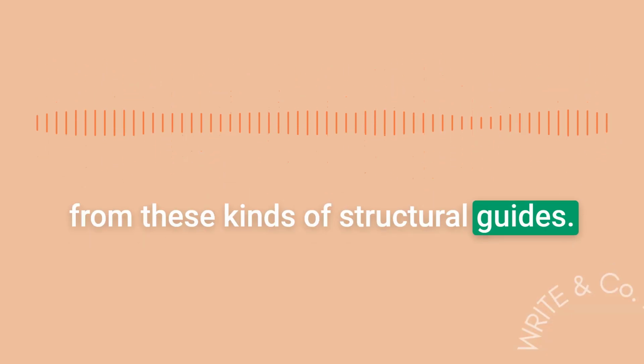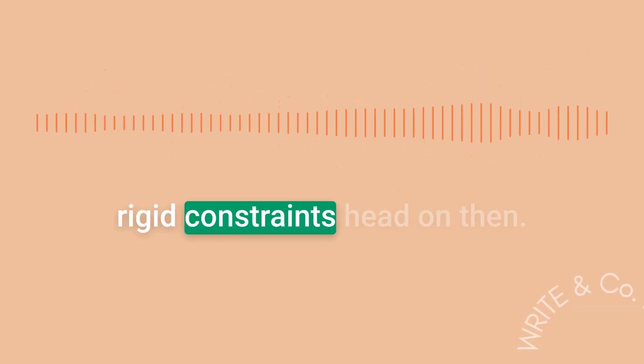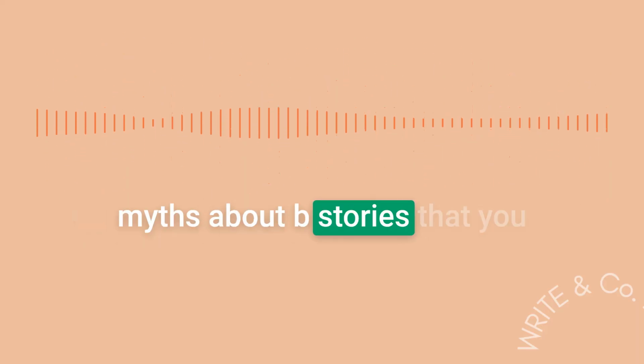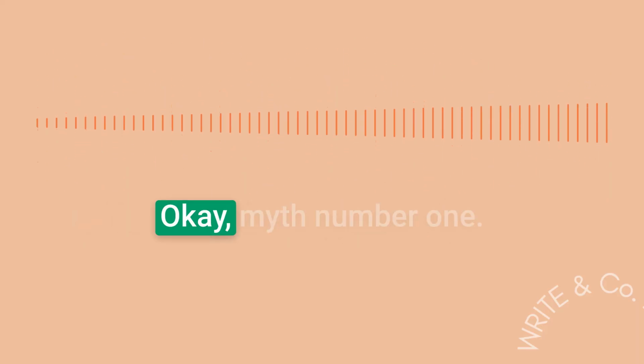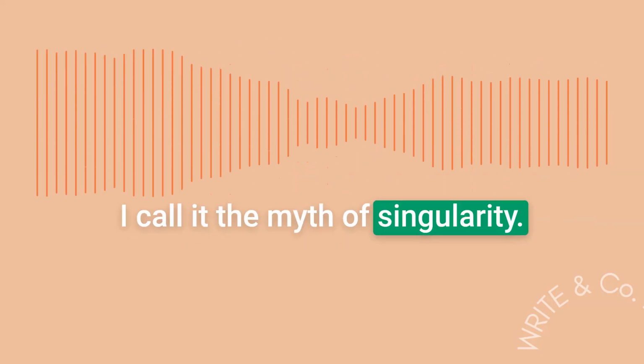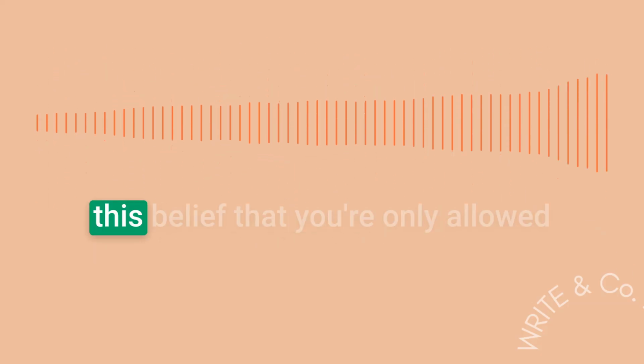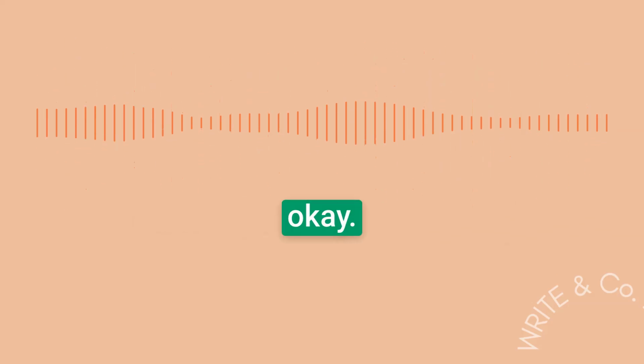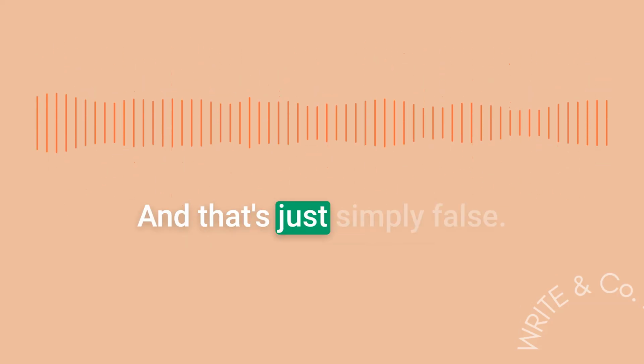kinds of structural guides. Okay, so let's tackle these rigid constraints head on then. What are the 3 biggest structural myths about B stories that you think are holding writers back? Okay, myth number 1. I call it the myth of singularity. Just calling it the B story creates this belief that you're only allowed one subplot per screenplay. Like it's singular. Right, and that's just simply false.